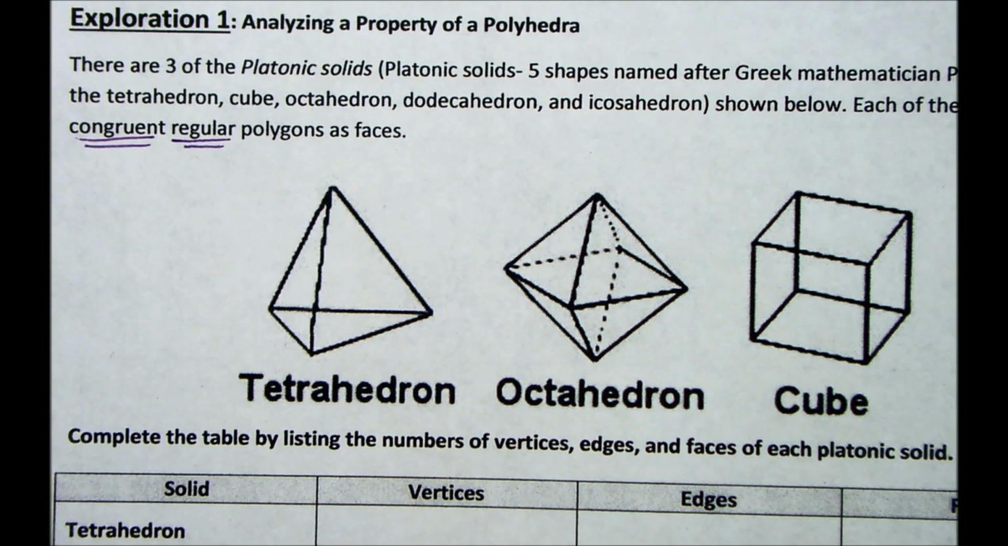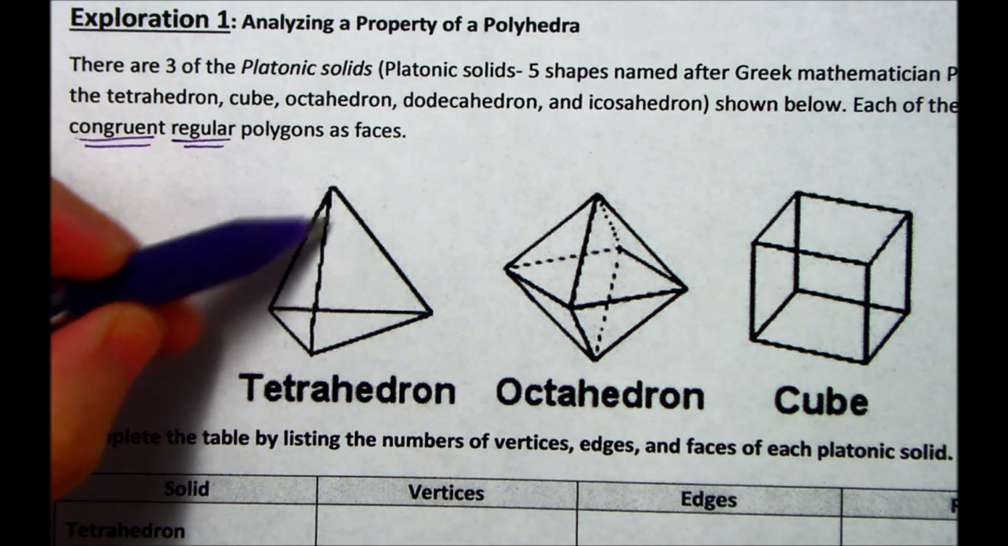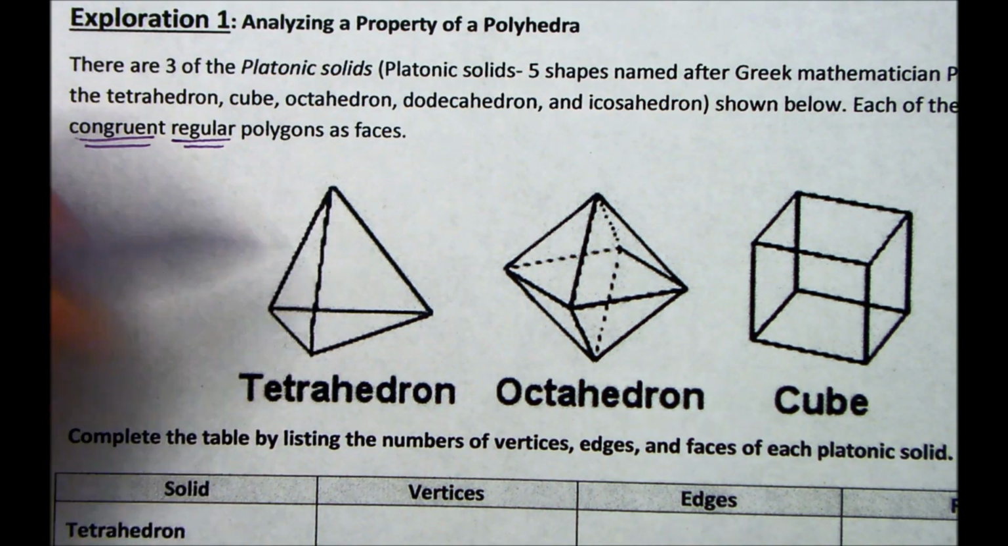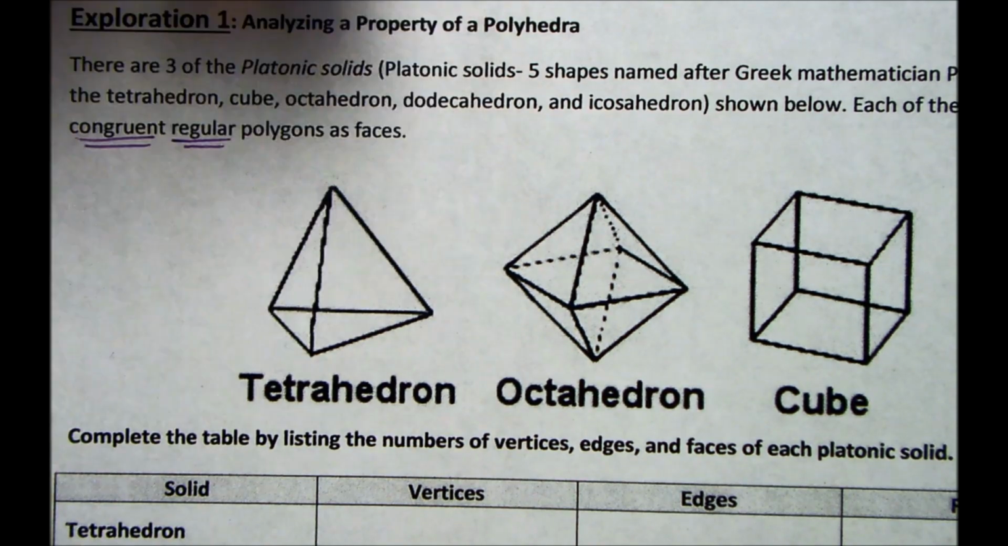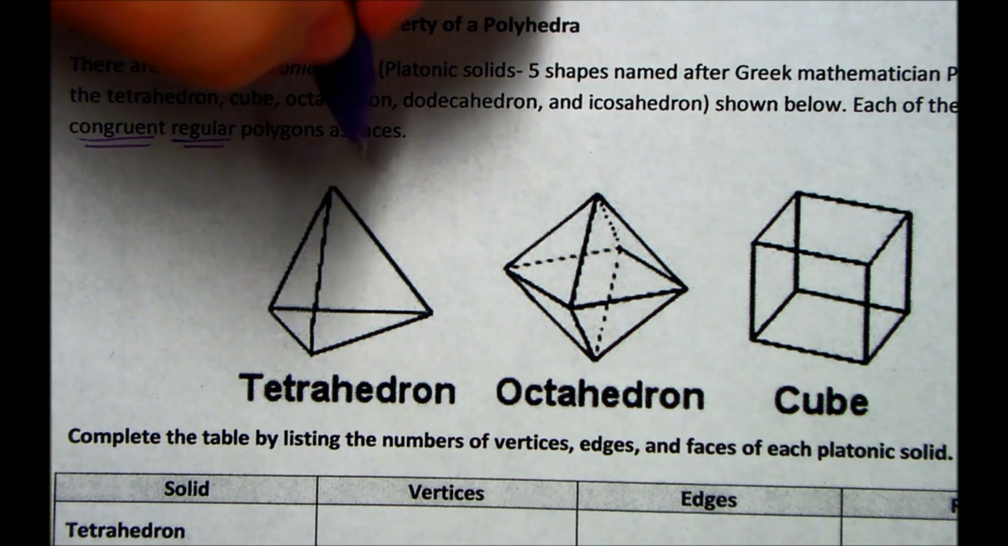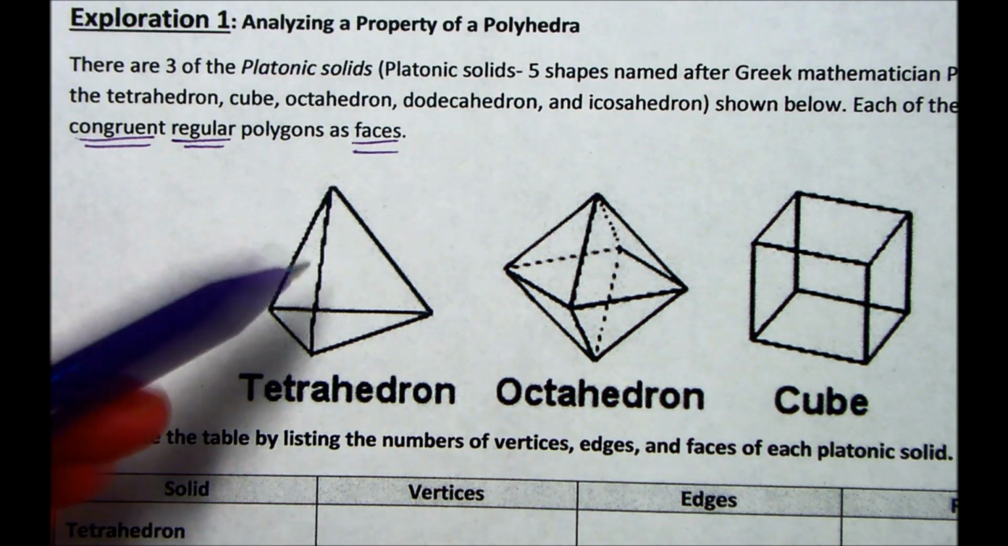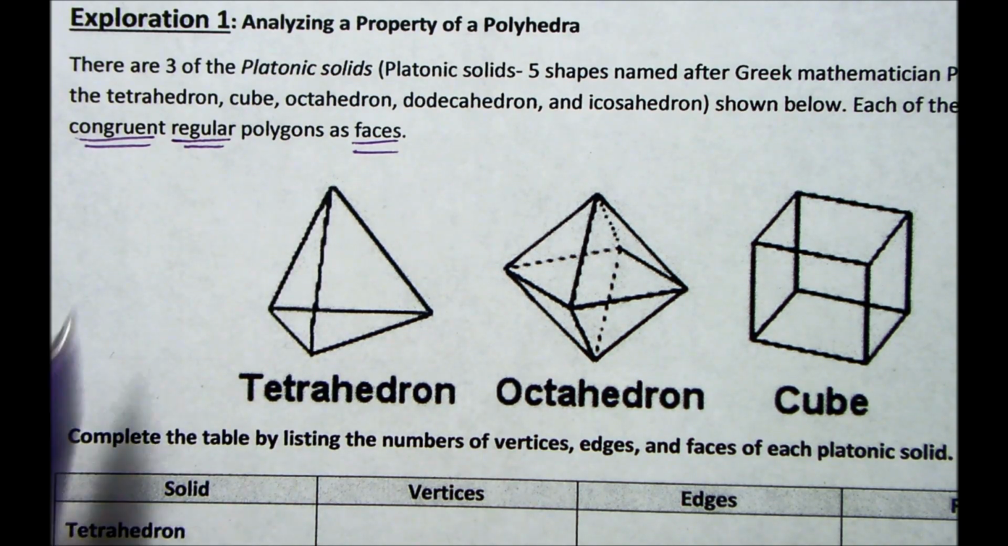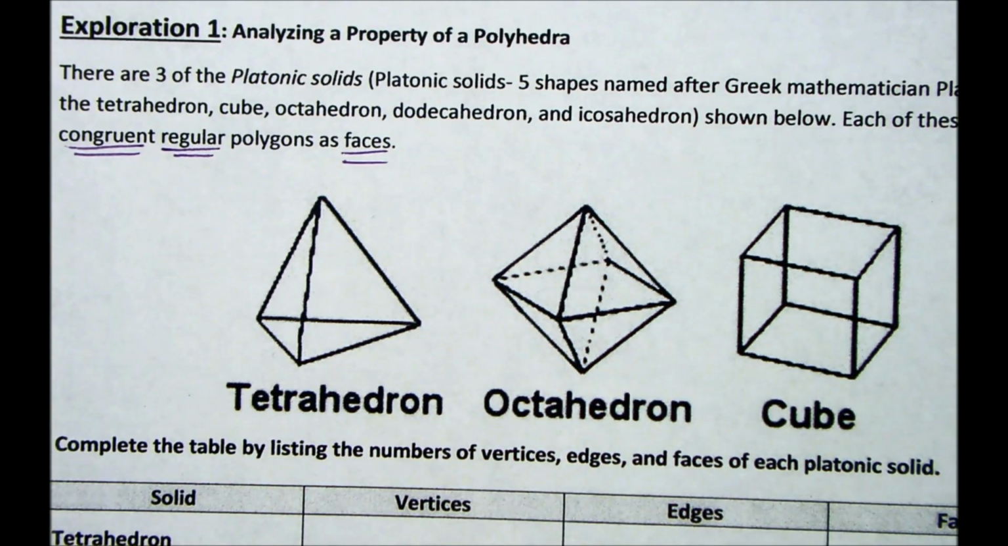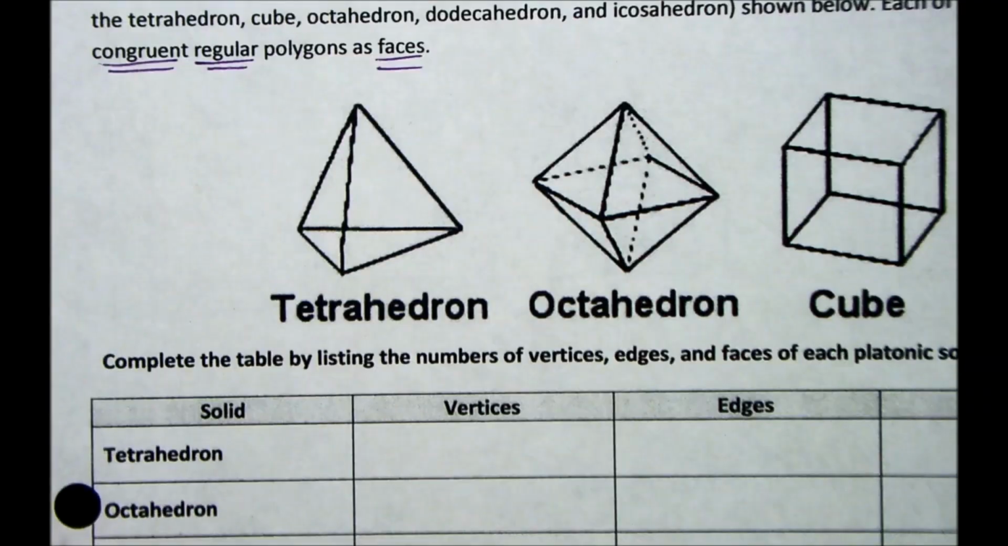Regular, so all of the shapes, each of the faces, the angles are all the same measurement, the lengths are all the same, and of each face. So each flat side is representing a congruent regular polygon. So in each of these, you're supposed to complete this table.